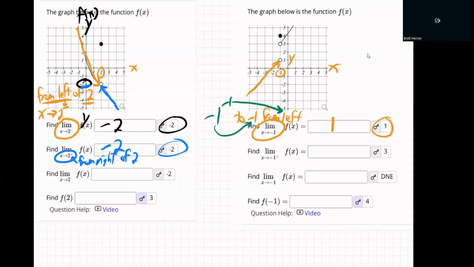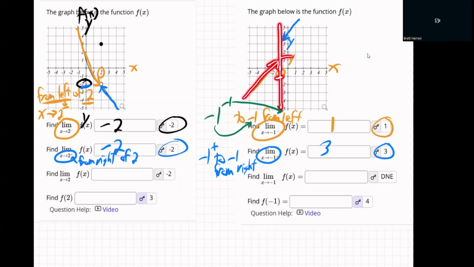Whereas if we're coming from the right, this is negative 1 with a plus up there, which means to negative 1 from the right side of negative 1. That means you're coming this way. It looks like your y value is about 3. See how as you approach this line right here, the x equals negative 1 line, from the left side, looks like you're coming in at a height of 1. But as you approach that line from the right side, looks like you're coming at it at a height of 3. That's what we're talking about.